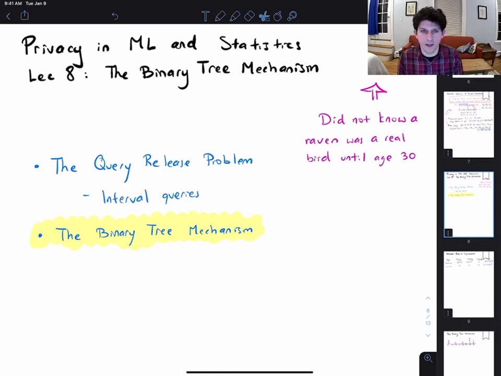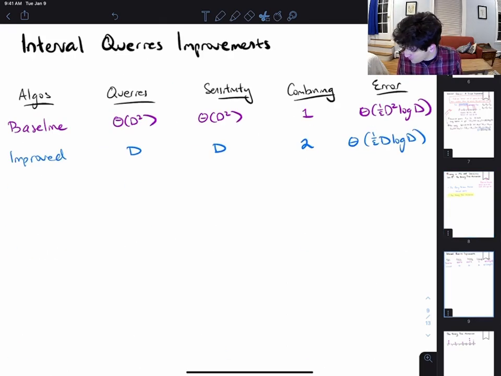Hey there, we're back to wrap up the binary tree mechanism, and after much waiting, we're finally going to see what this mechanism is. So I want to start by just giving a sense of what types of improvements we could get over the simple improvement we saw where we replaced interval queries with just the one-sided interval queries. So here's a way of doing some accounting to see why we were able to improve.